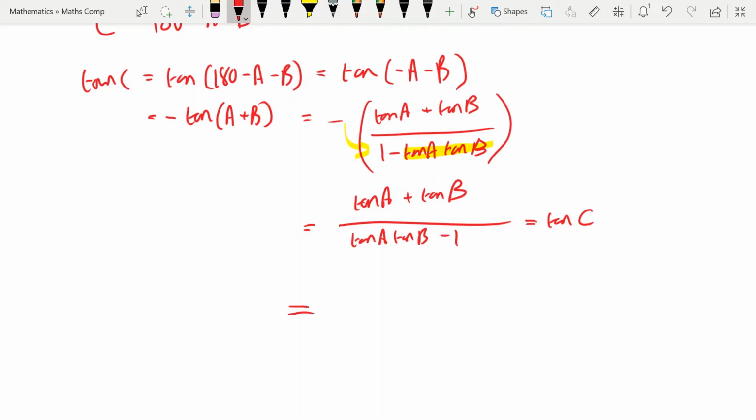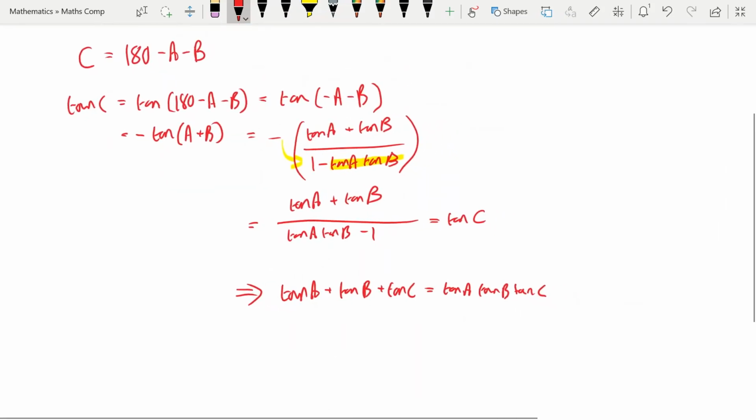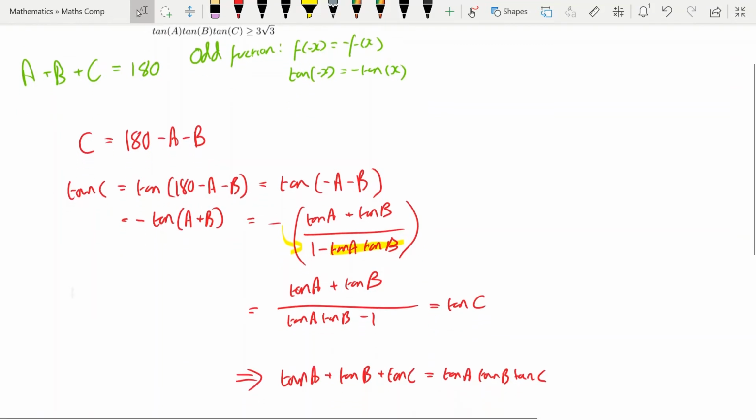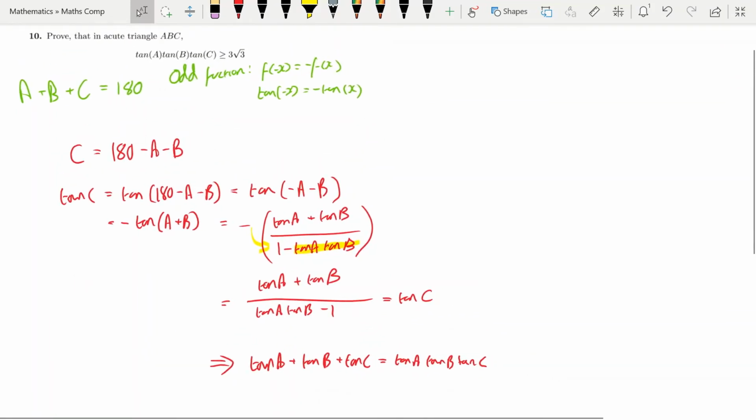So from then on, it would be obvious to multiply out and rearrange. And when you do that, you get tan A plus tan B plus tan C equals the product of the tans of the angles, tan A tan B tan C. So nice, we've got an interesting result here, that the sum of the tans of the angles is equal to the product of the tans of the angles. And from then on, you could use calculus. I'm going to show a different way to go for it.